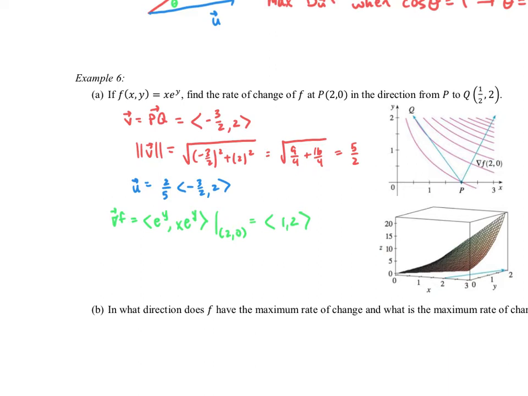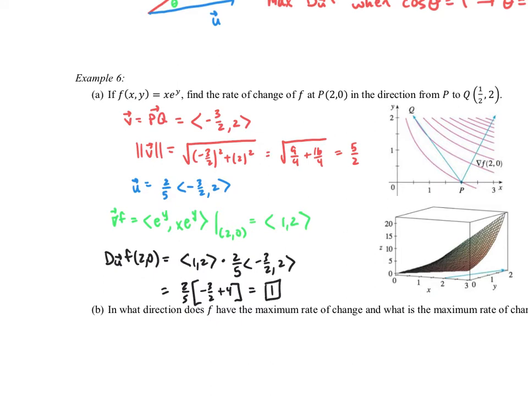Okay, and then we're going to calculate the directional derivative. So we have the directional derivative at (2, 0) equal to the gradient vector, which is <1, 2>, dotted with the unit vector for which we're looking at the direction. And so what we get here is 2/5 multiplied by (-3/2 plus 2 times 2, so 4). And if we take 4 as 8 over 2, we happen to get 2/5 times 5/2. So we actually get a rate of change or a slope of 1 in the direction of Q.